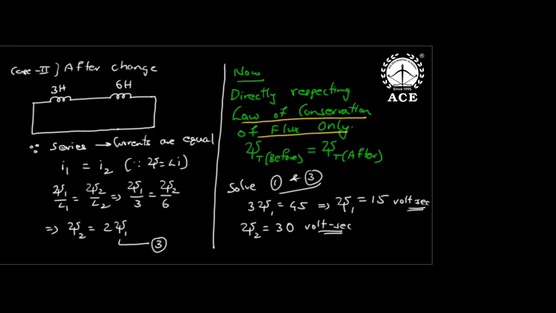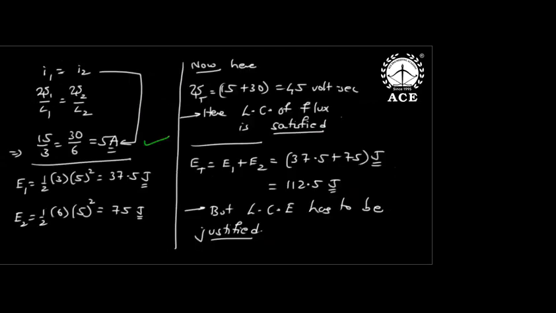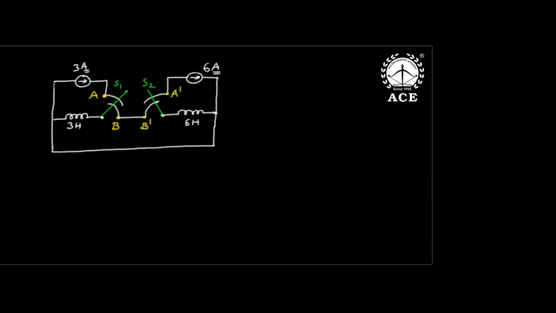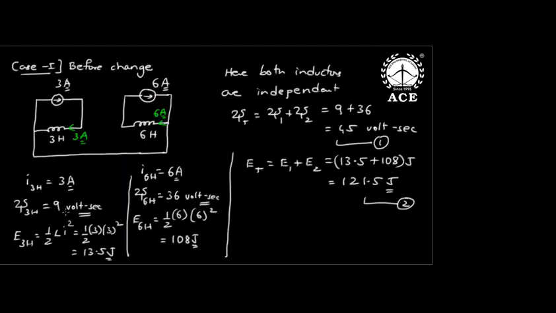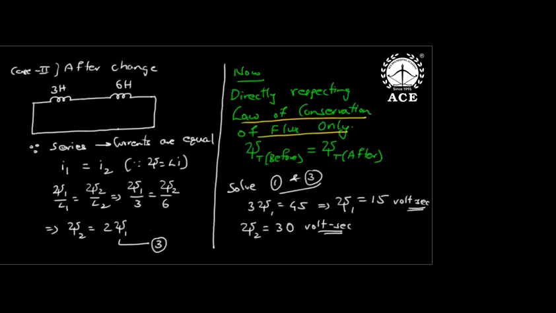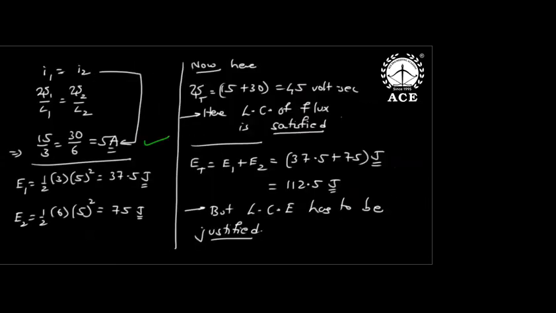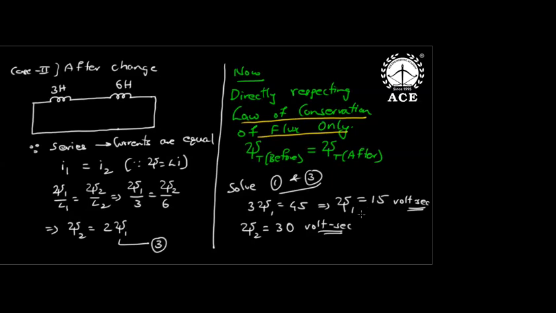Sir, what is the meaning of that redistribution of flux to get the constant current, sir? Because previously, where is the flux? Previously, what are the flux linkages? See, flux linkages are 9 volt-seconds and 36 volt-seconds. But after the change, the flux linkages came to 15 volt-seconds and 30 volt-seconds. Yes, sir. So, who is doing that?